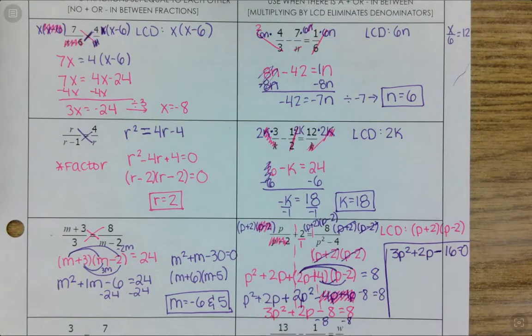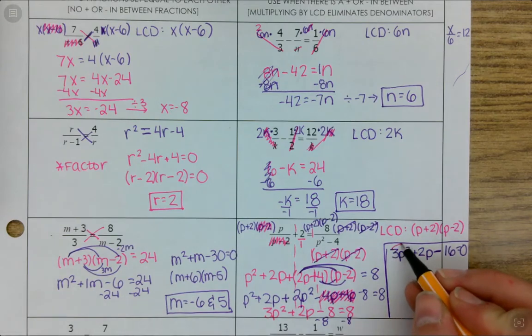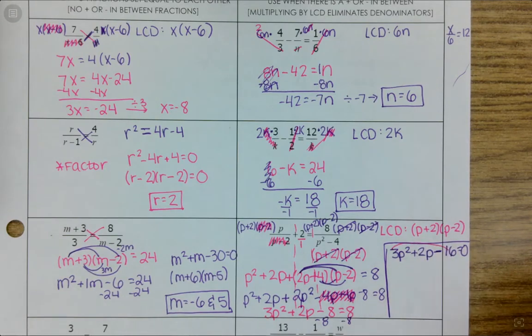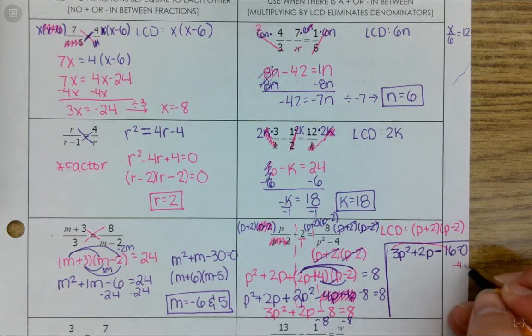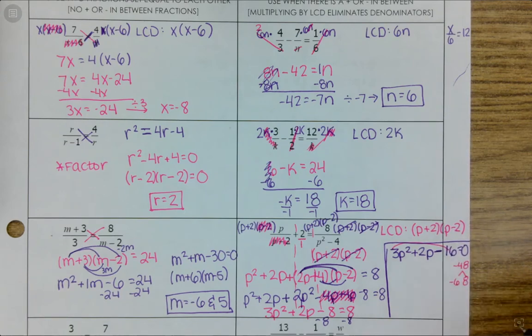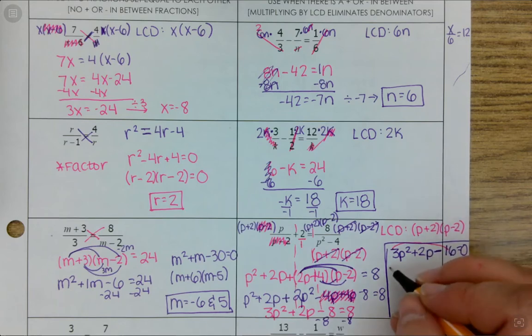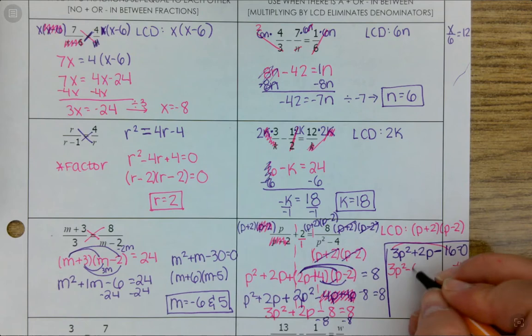Now, this one has a number in front of p squared, so that means you have to multiply to negative 48 and add the 2 in the middle. Well, negative 48 is negative 6 times 8, which adds to 2. But you don't go straight to the parentheses. You split it up in the middle.